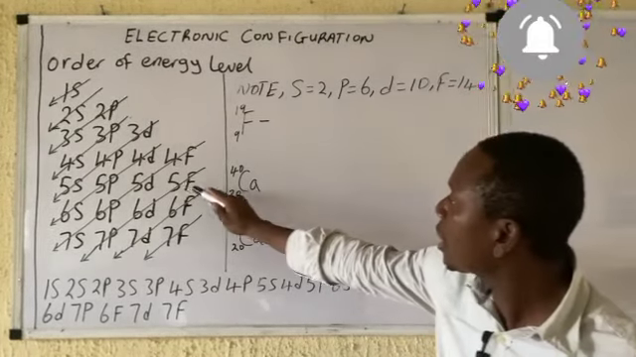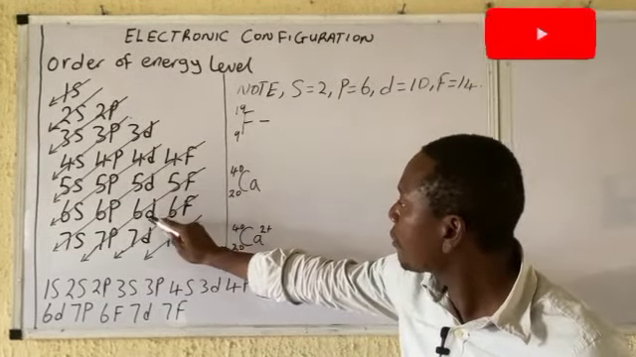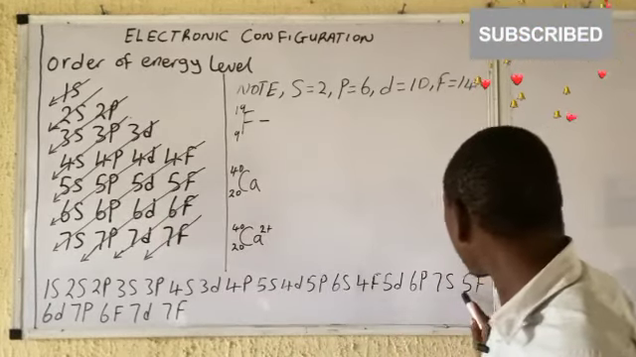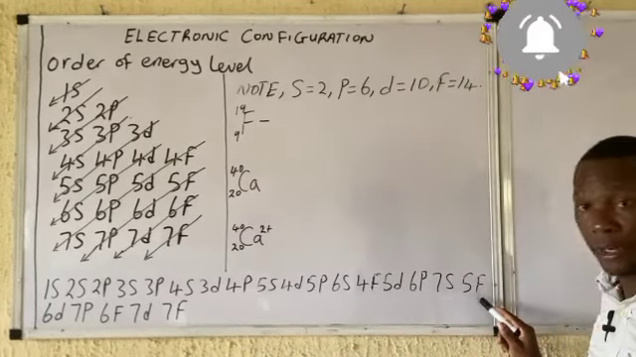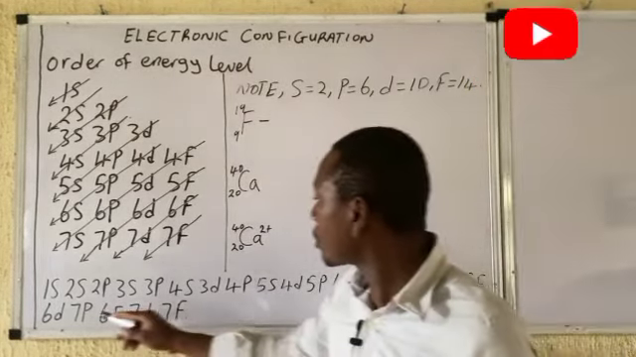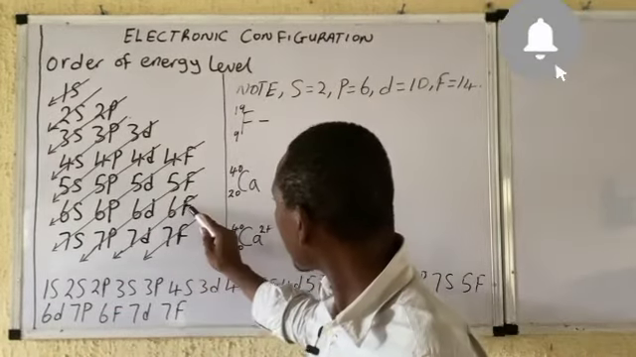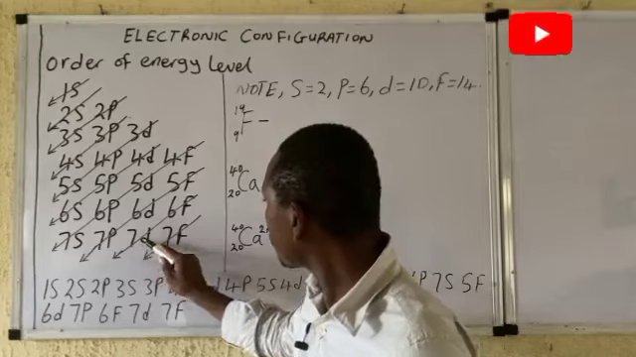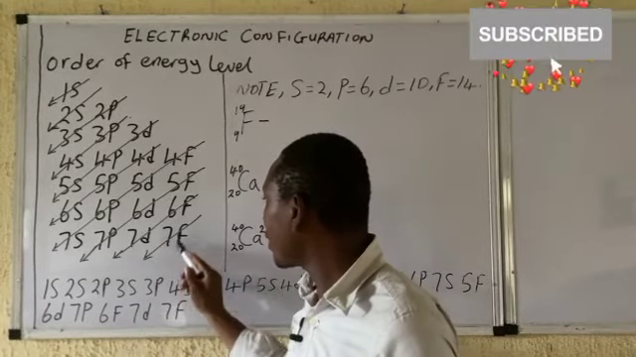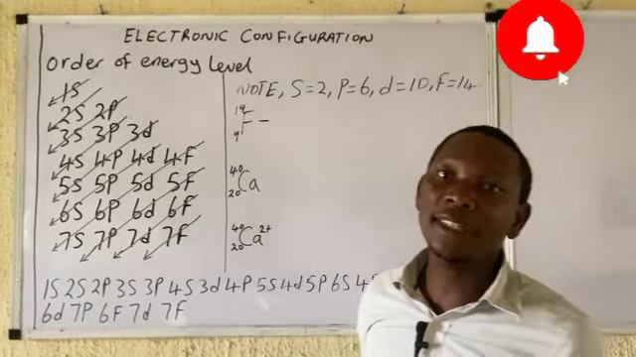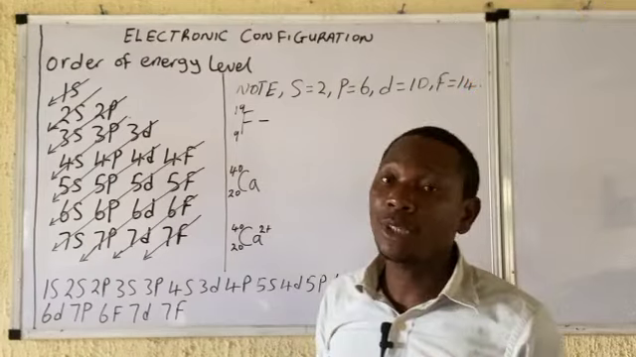After that, you now have what? The 5f, 6d. You can see the 5f here. You now have what? The 6d, then 7p. After that, you have 6f, 7d, and finally 7f. So once you understand this and you are asked any question, you can easily answer it.